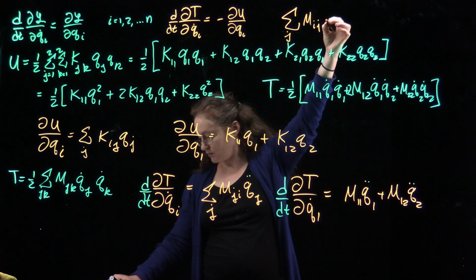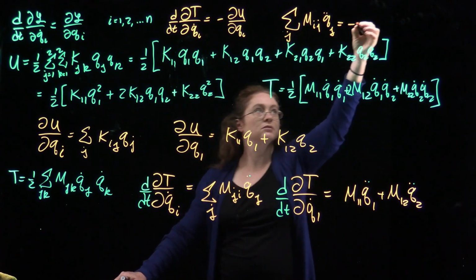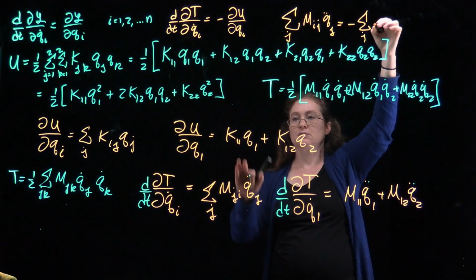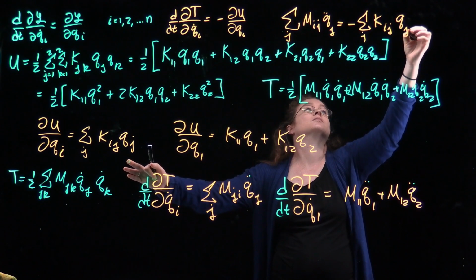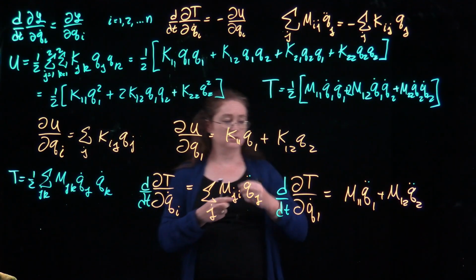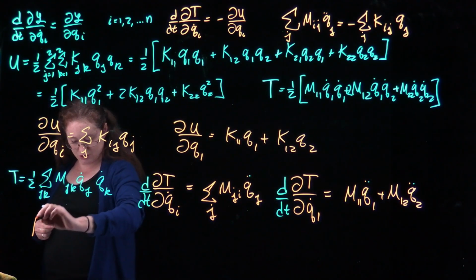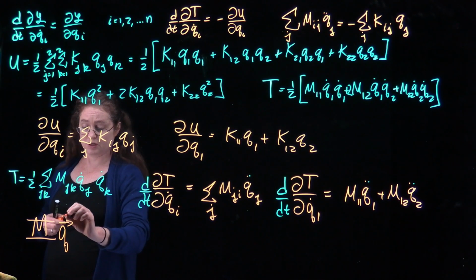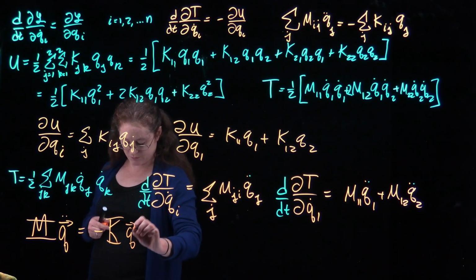So the ith equation has sums over j. And that is, I'm not following a very good linear path. We'll write it down here. That is just another way of writing the mass matrix M times Q vector double dot equals negative K matrix times Q.